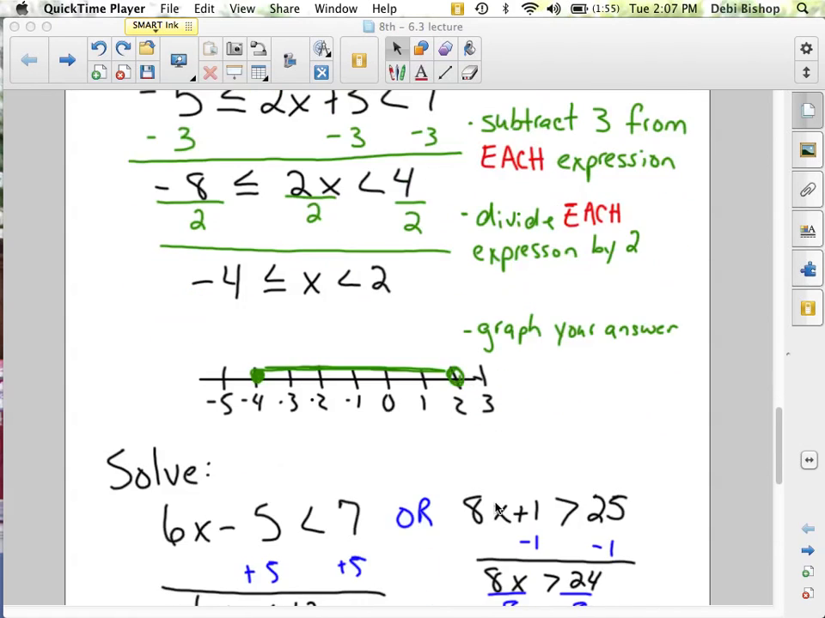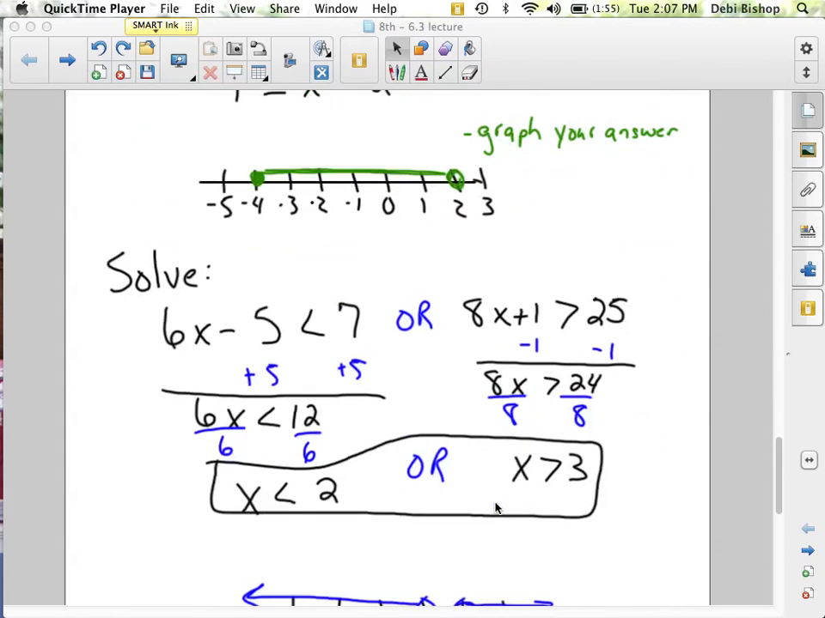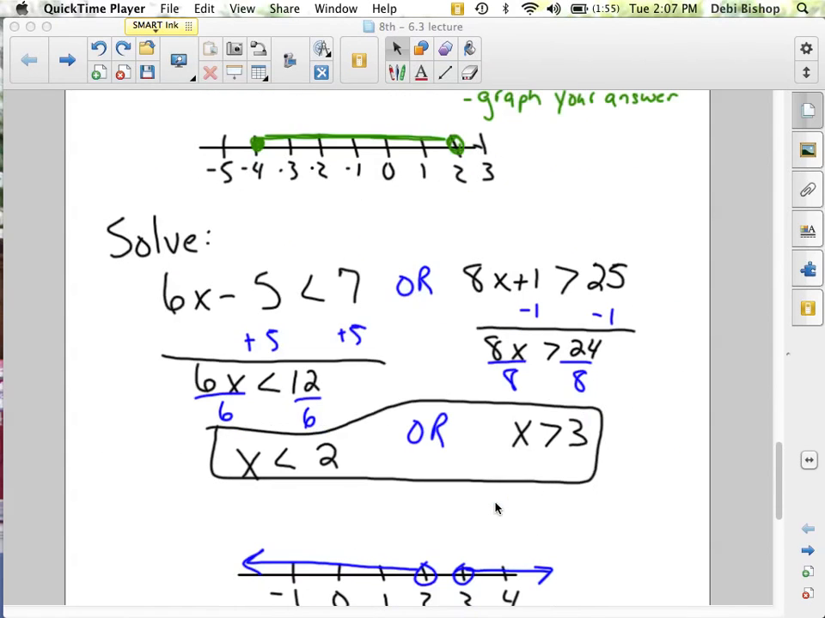Let's do an or statement. So or statements you basically just keep as individual equations. So I have 6x minus 5 is less than 7, or 8x plus 1 is greater than 25. So you just do them one at a time. So we'll start on the left.